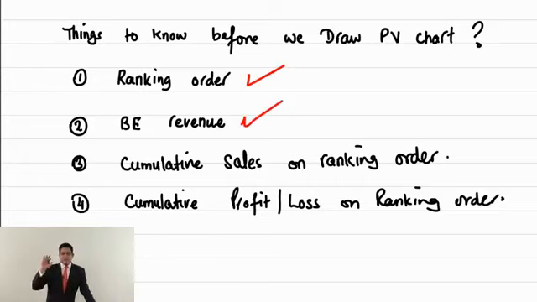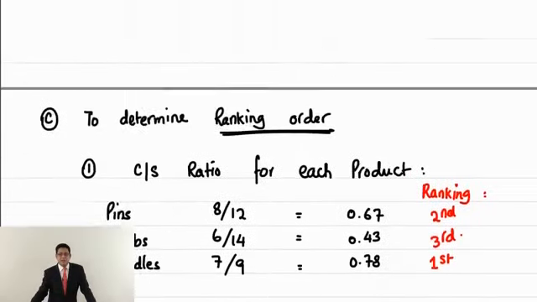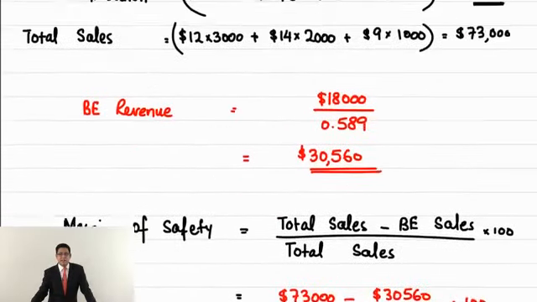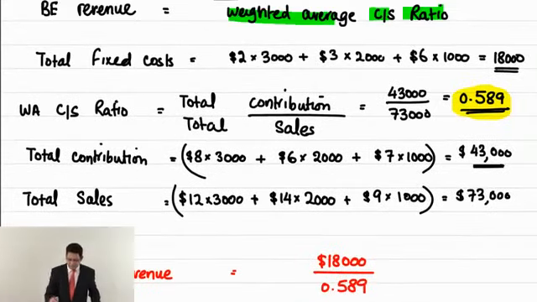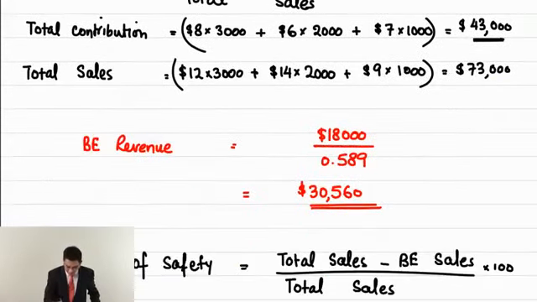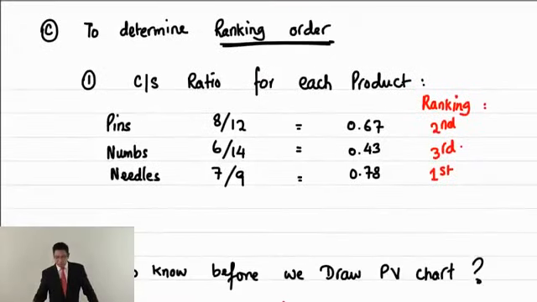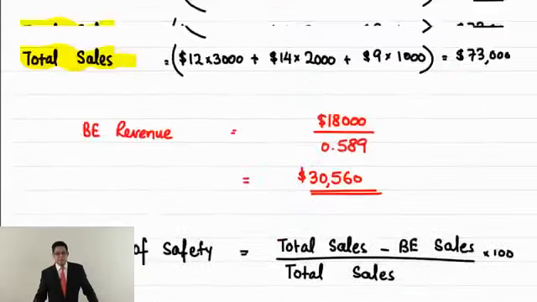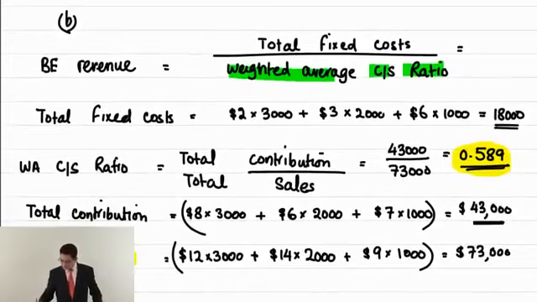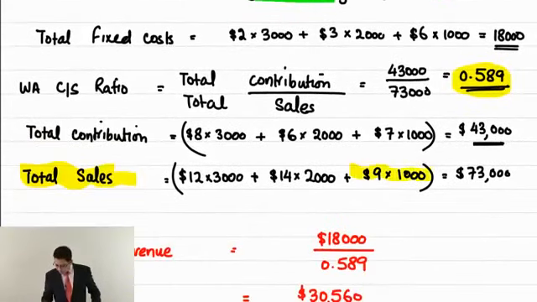Ranking order is known to us. Break even revenue we have calculated. Cumulative sales: we know total sales are $73,000, but on ranking basis, how can we pull them out? If I take you back to the data, remember the ranking was needles, pins and nums. Meaning sales of needles will be made first of all.